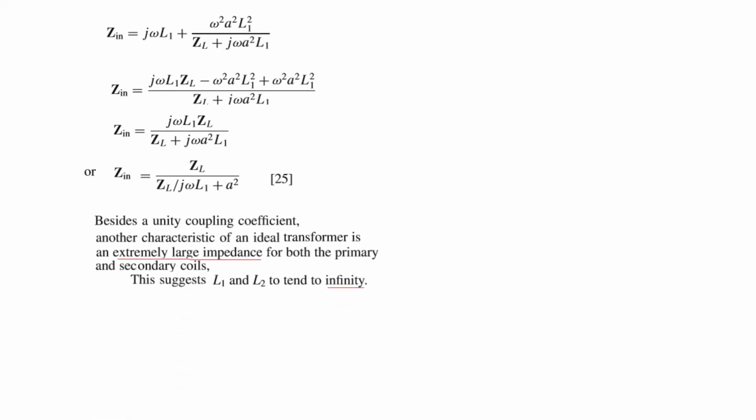And now there is an assumption. Besides unity coupling coefficient, another characteristic of the ideal transformer is an extremely large impedance for both the primary and the secondary coils. So this suggests that L1 and L2 tend to be infinity, or very large. And so if we assume L1 to be very large or tending to infinity, therefore this term will become 0, and so Zn will be equal to ZL over A square. So this is a very, very important derivation.